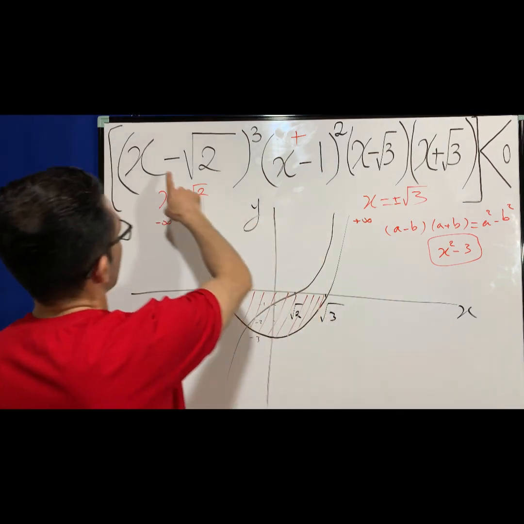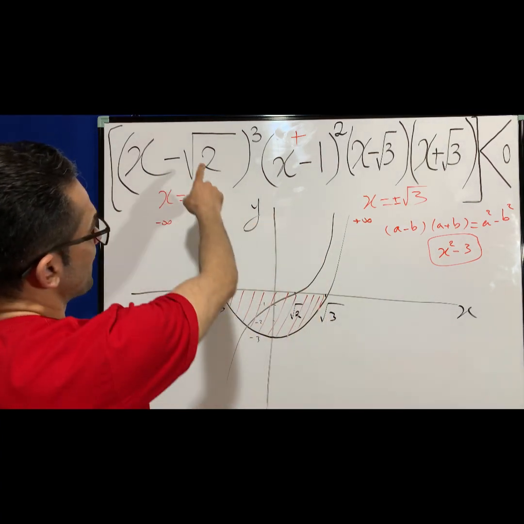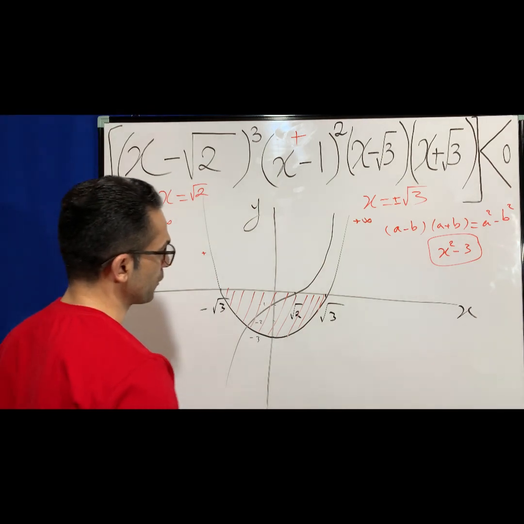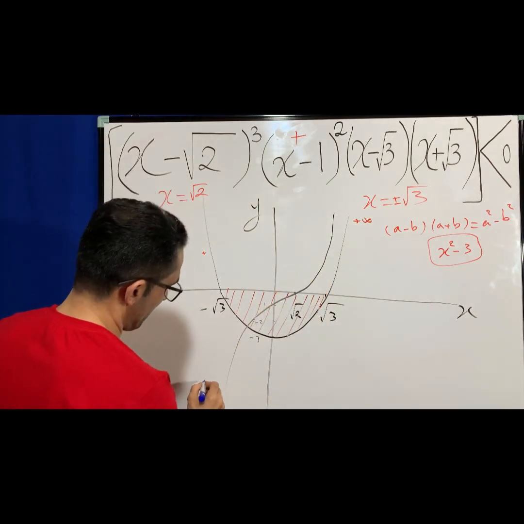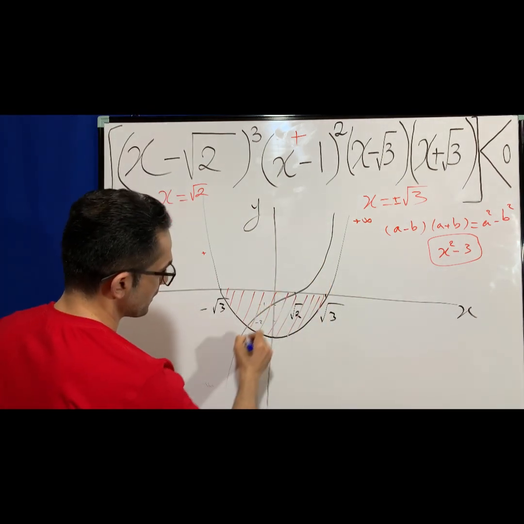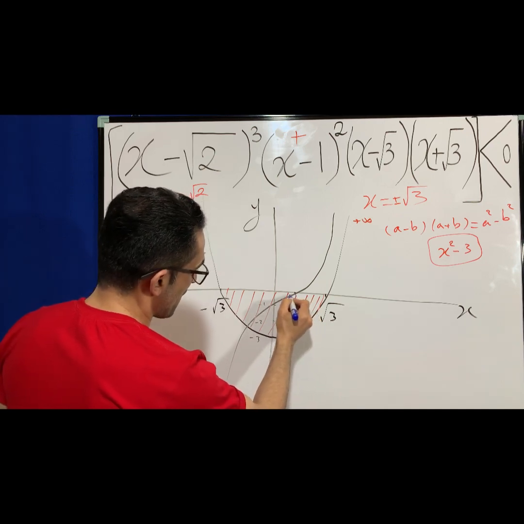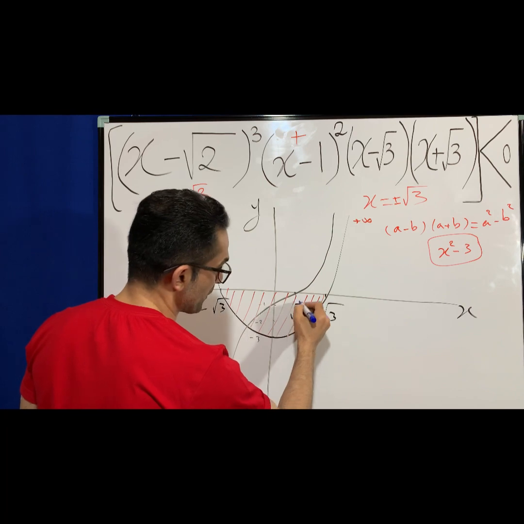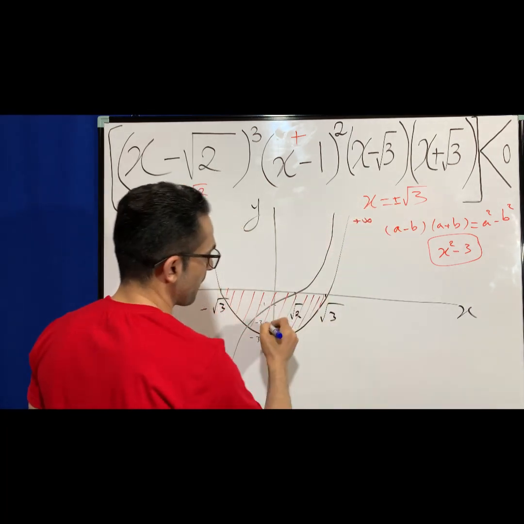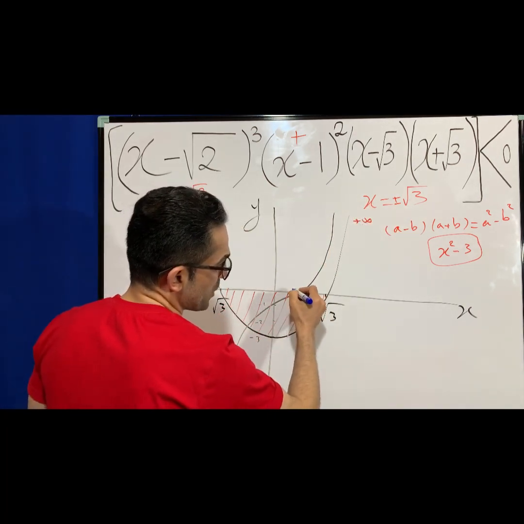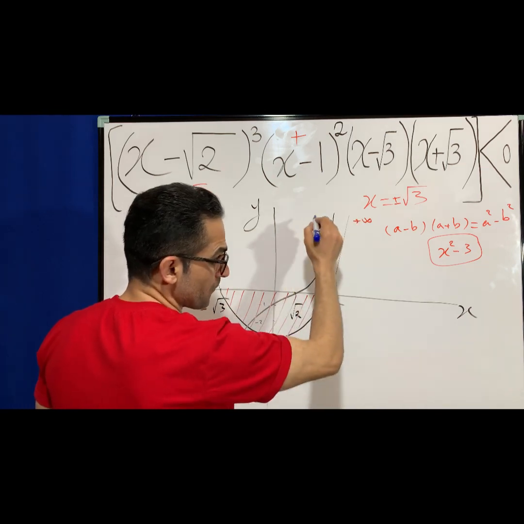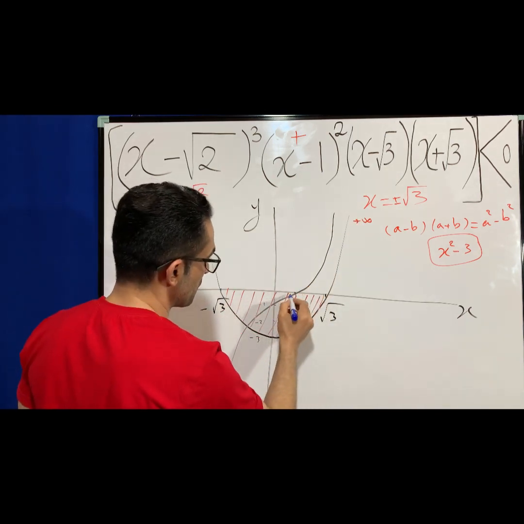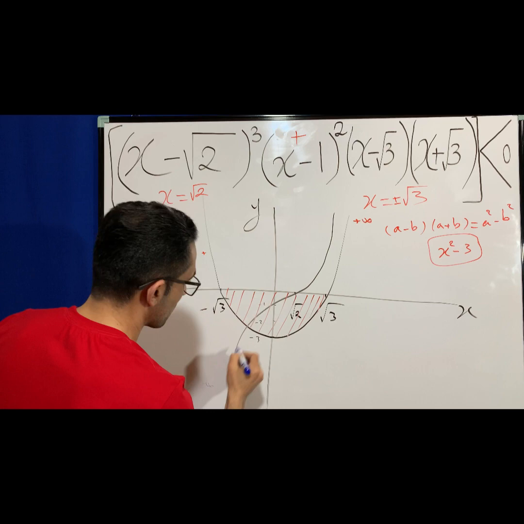For the graph x minus the square root of 2 cubed, notice from negative infinity to square root of 2, I have negative y values. And from the square root of 2 to plus infinity or positive infinity, I have positive values of y or positive y values. So I need this part, okay?